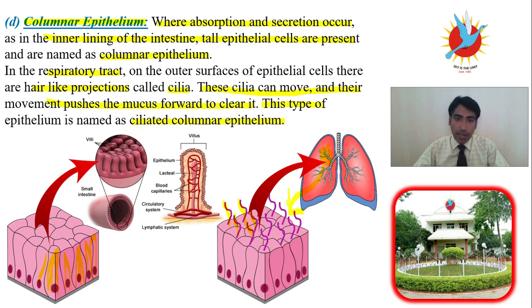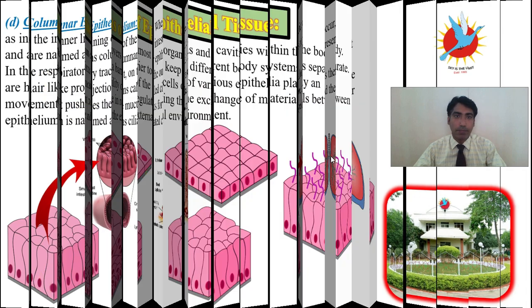If cilia-like structures are present on the outer surface of a columnar epithelium, it will be known as ciliated columnar epithelium. Why is it known as ciliated? Because of the presence of hair-like structures. Why is it called columnar? Due to the presence of column-like cells. So these remain present inside our intestine. These are the villi or villus, and as well as these are present inside the respiratory tract.